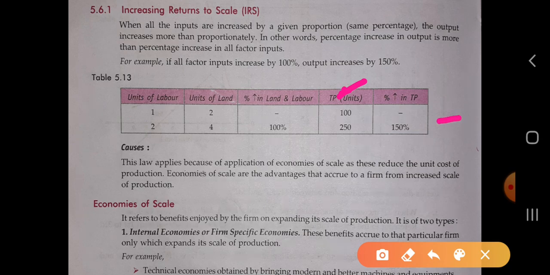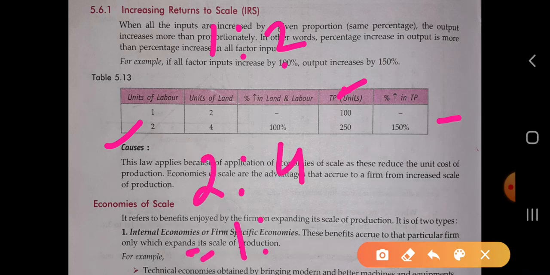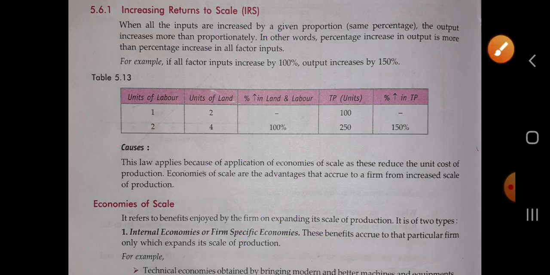But in the case when he has hired 2 units of labor, if we see the ratio between both of them, 1 unit of labor and 2 units of land, in the next case it is 2:4, which is also equal to 1:2. So the ratio of taking the factors is always in a fixed proportion.